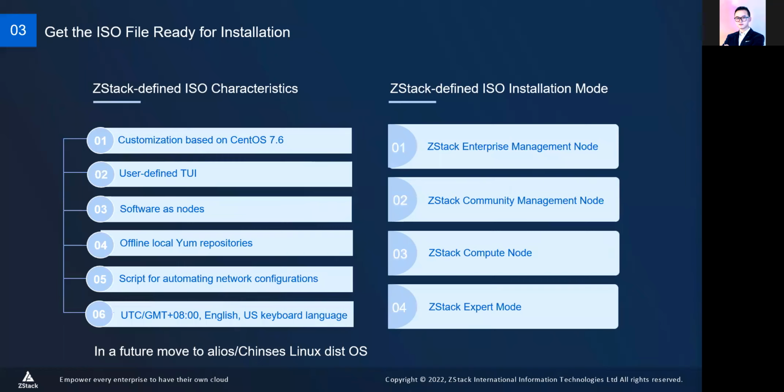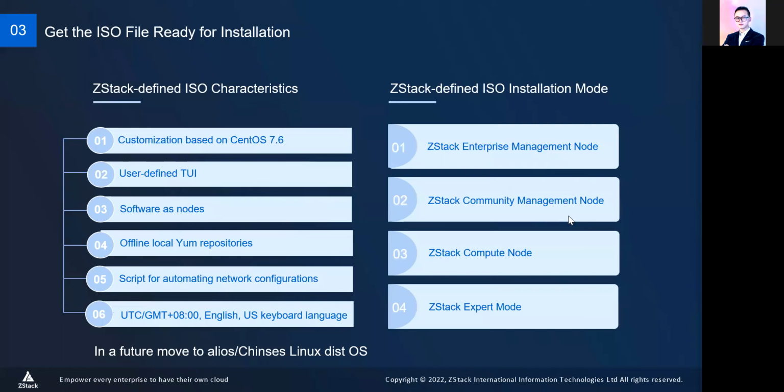For the installation, we have four modes. First is the ZStack Enterprise Management node. This mode is used to install the ZStack management service. When you choose this mode, ZStack will automatically install all the ZStack management services when the operating system reboots. Second is the ZStack Community Management node.